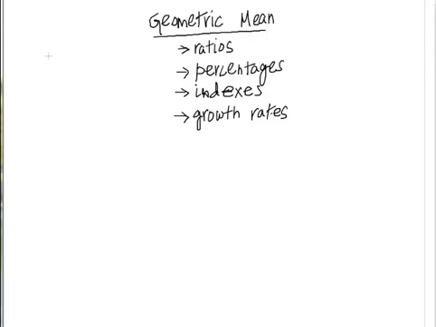In this lesson, let us learn how and when to apply the geometric mean. The geometric mean is the appropriate mean to use when you want to average ratios, percentages, index values, or growth rates. The geometric mean of n different numbers is computed as the nth root of the product of the n different values. So the nth root of x1 times x2 times all the way up to xn, where x sub 1, sub 2 are your different x values.